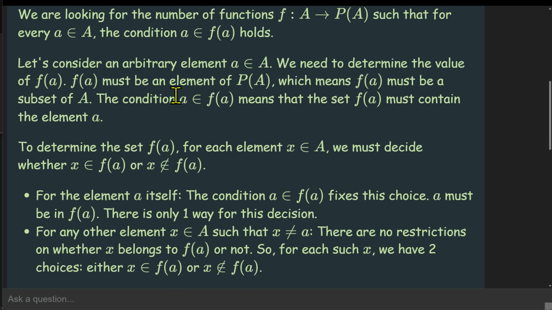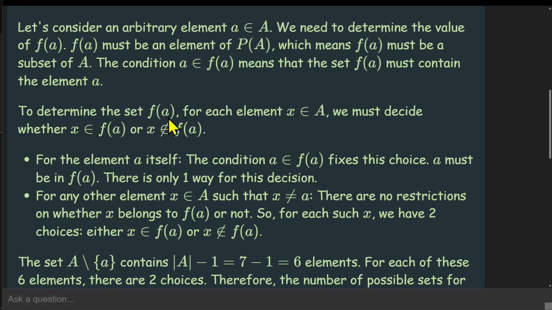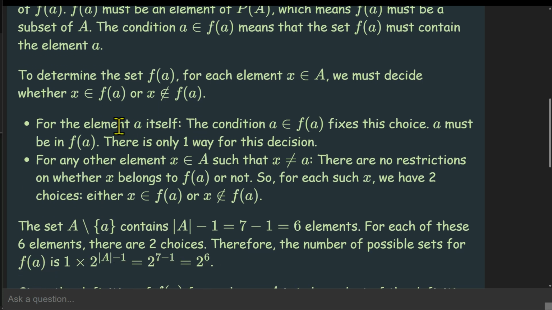So look here, for an arbitrary element a belongs to A, we need to determine the value of f of a. f of a must be an element of P of A, which means f of a must be a subset of A. The condition a belongs to f of a means that the set f of a must contain the element a. To determine the set f of a, each element x belongs to A must decide whether x belongs to f of a or x does not belong to f of a. For the element a itself, the condition a belongs to f of a fixes this choice: a must be in f of a. So there is only one way for this decision.